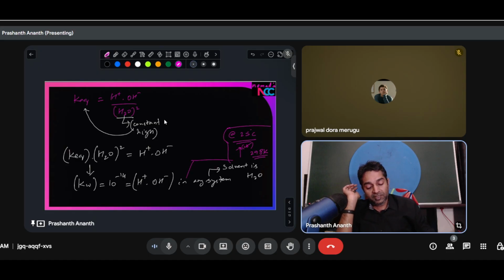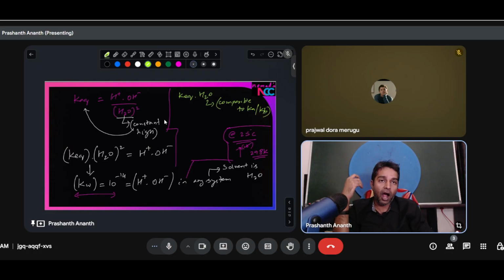Now this Kw over here is simply called the dissociation constant of water. But this doesn't give us the correct way to compare it with other Ka and Kb values. The more efficient way to compare it with the Ka and Kb values is K equilibrium into H2O, which is comparable to Ka or Kb. Now it is similar to them mathematically speaking. So if I have to make a comparison and understand what the Ka value for water or Kb value for water is, I need to do this comparison. This is of course going to be nothing but Kw, which was K equilibrium into H2O squared. So it's Kw by concentration of water.